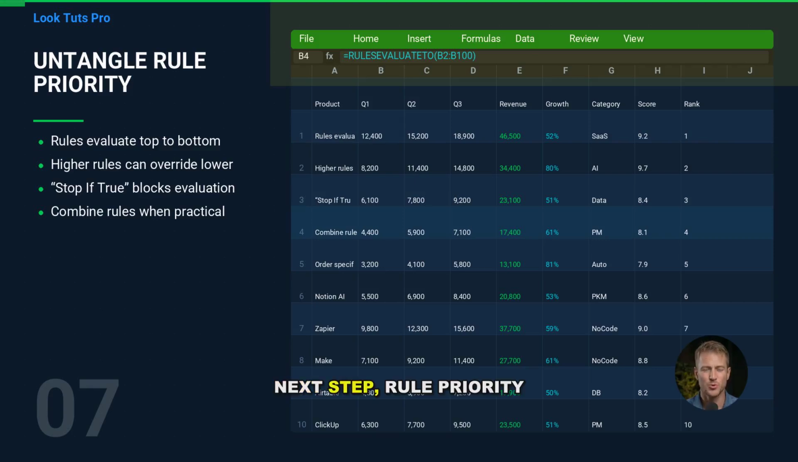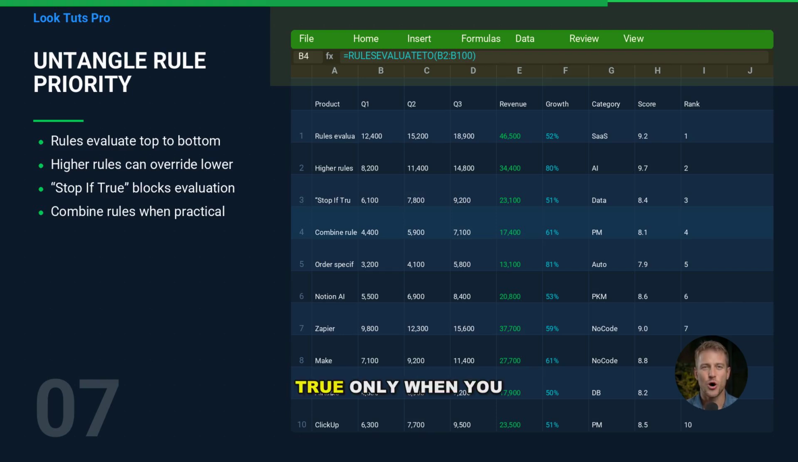Next step. Rule priority can make correct rules look broken. Excel evaluates conditional formatting rules in order. If a higher rule applies, it can override the formatting you expect from a lower rule. And if Stop If True is enabled, Excel won't even evaluate the rules below it for that cell. So when values change, your rule might be updating correctly, but you never see it because another rule is taking precedence. The fix is to simplify. Combine rules where possible and order them intentionally. Put the most specific rule first and the most general rule last.